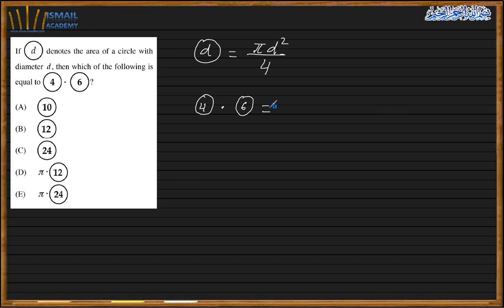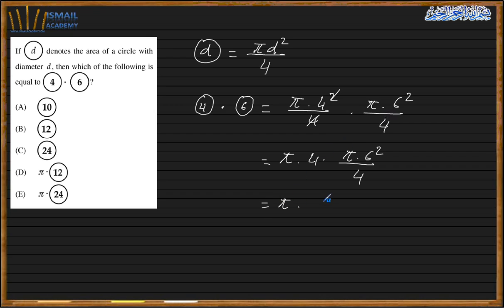Now let's solve this. So we have pi times 4 squared over 4 times pi 6 squared over 4. The diameter here is 6, I substitute 6 here. The diameter here is 4, I substitute 4 here. Now I simplify because I want to keep only one 4, because I have only one 4 here. Here we have pi times 4 times pi times x squared over 4. Don't cancel this, because we need to have 4 in the denominator in order to change from this notation to this notation. So I keep the pi here, so it's going to be pi 4 times x squared over 4.